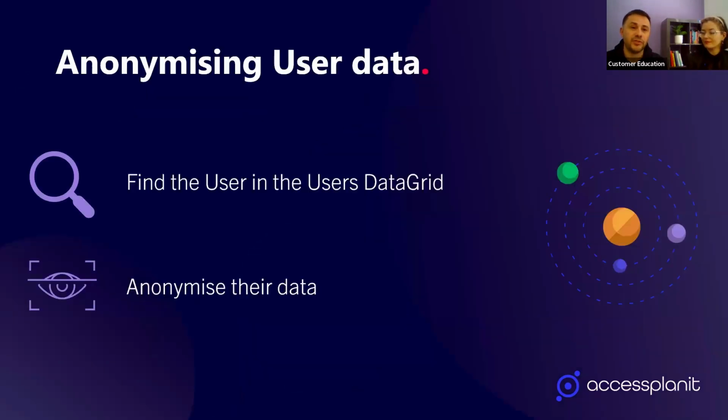It's a very simple process. It's just 2 steps. First of all, find the user in your user data grid. And then secondly, use your Access Planet anonymization tool to clear their personal information. Let's see the full process.